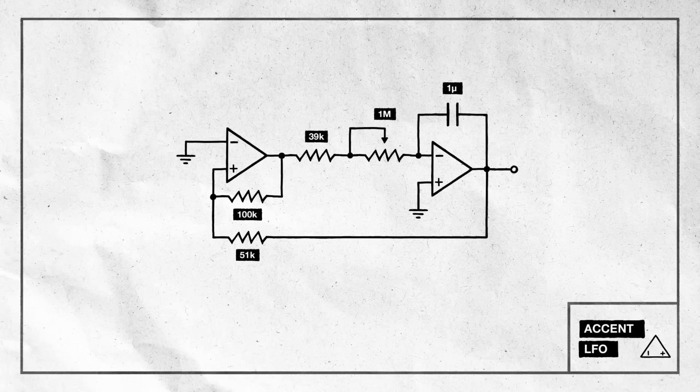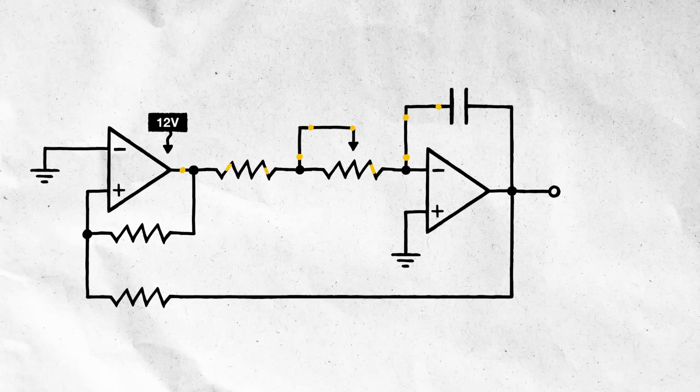I've explained how this topology works in detail in my FM drum video, but here's a quick recap. The circuit combines two building blocks, a Schmidt trigger and an integrator, connected in a feedback loop. On power up, the Schmidt trigger latches either into its low or its high state. Let's assume it starts high. This pushes current through the integrator's input resistance and into the capacitor.